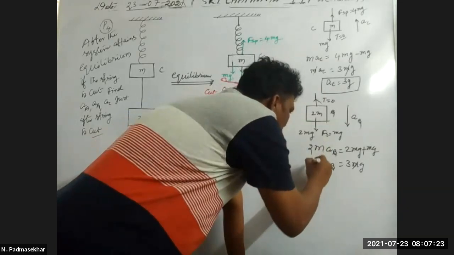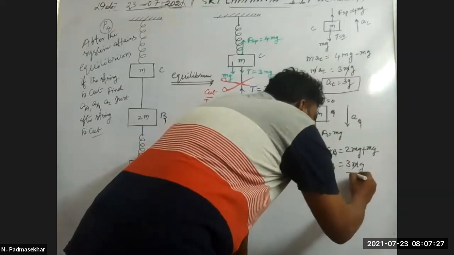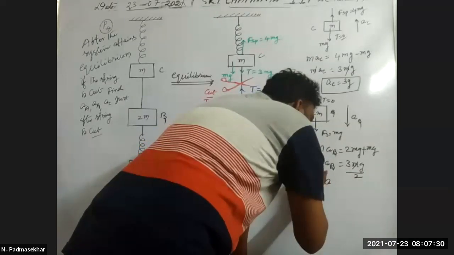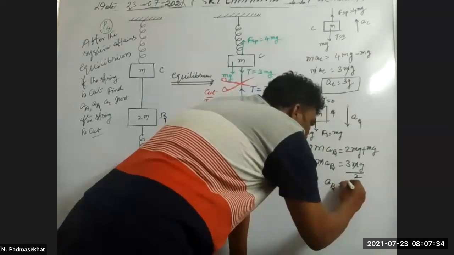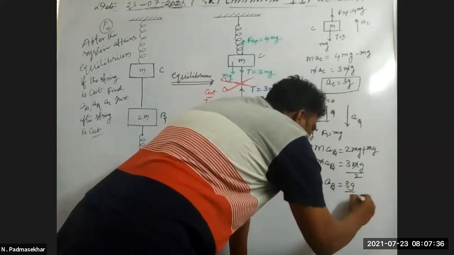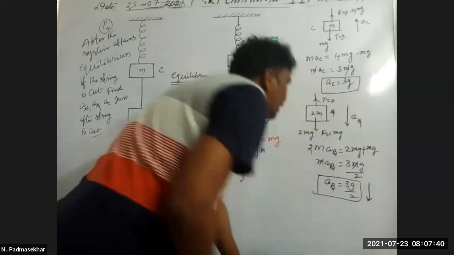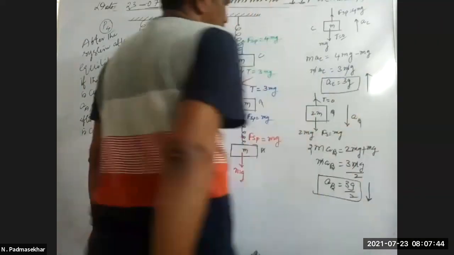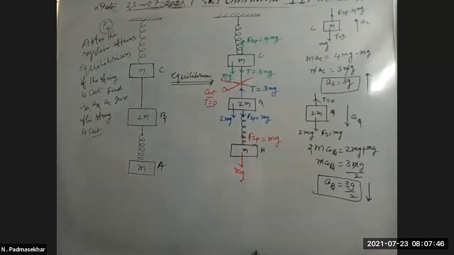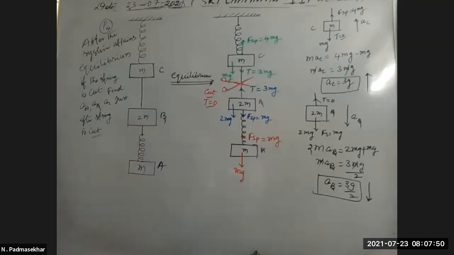2 mAB is equal to 3mg by 2, so aB is equal to 3g by 2. This is the acceleration, and it is downward, and this acceleration is upward. Now we'll come to block A.